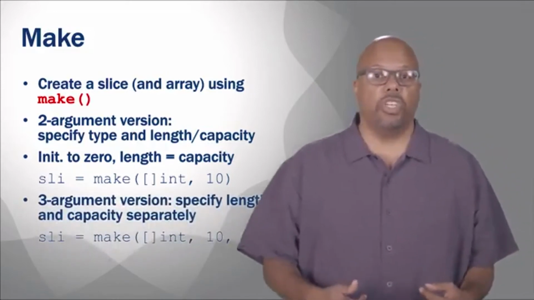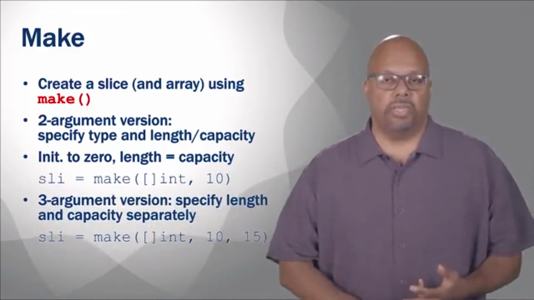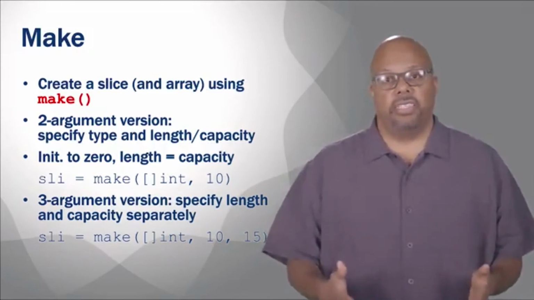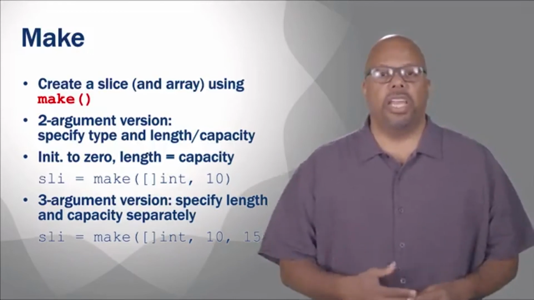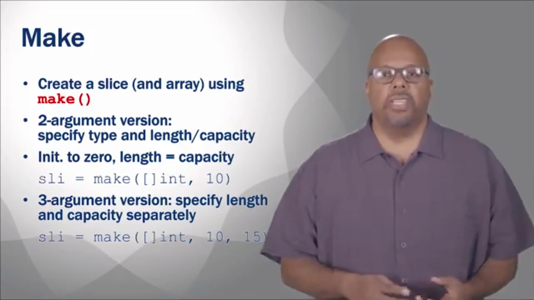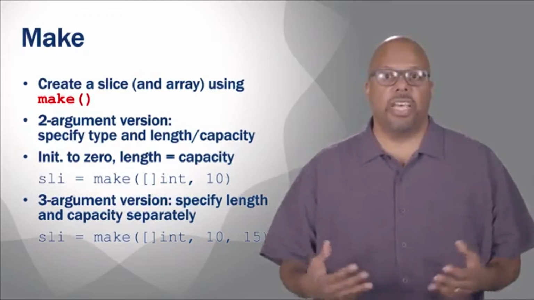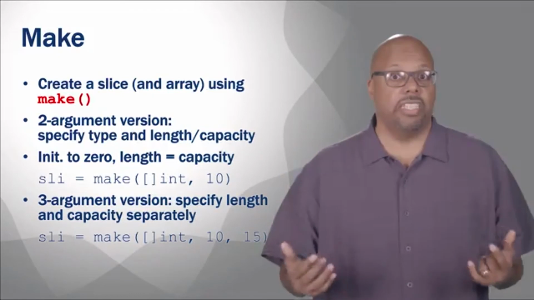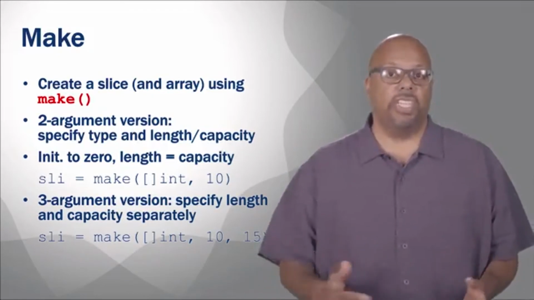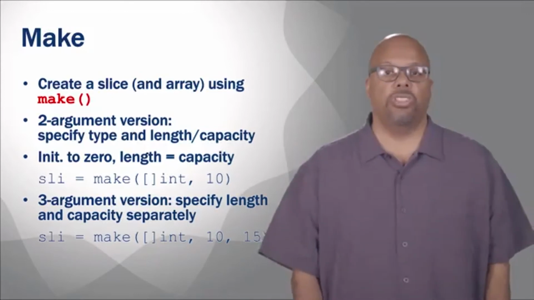Now with the 3 argument version of make, instead you specify the length and the capacity separately. That means the underlying array is actually bigger than the slice. So in this case, we have SLI equals make. First, we give the first argument, the type, bracket int. The second argument is the length of the slice. The third argument is the capacity, which is the size of the array. So in this case, our slice is size 10, but the array is size 15, so we can increase this slice up to size 15 if we want to.